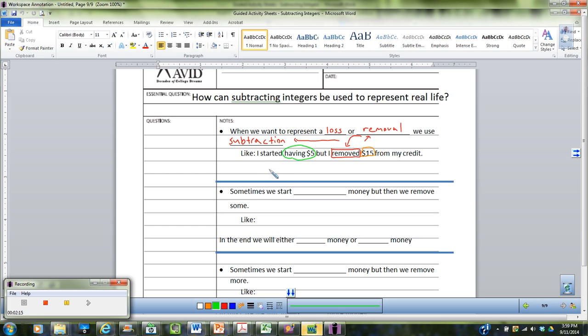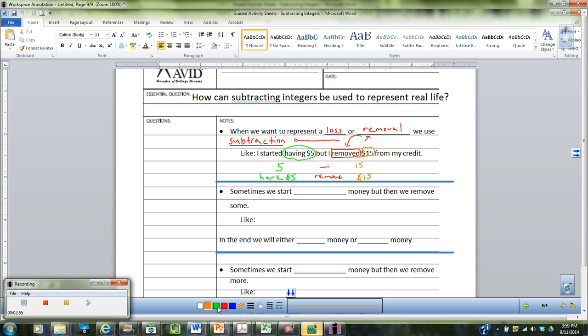And because I see that key word there, removed, I know I'm going to be dealing with a subtraction problem. So let's start from the beginning and translate this. I have $5, but I remove $15. Notice I'm just pulling out the key information. So then let's translate this. If you have money, that's a positive thing. So have $5 is positive 5. But then I remove something. Remove is represented by subtraction, and I remove $15.